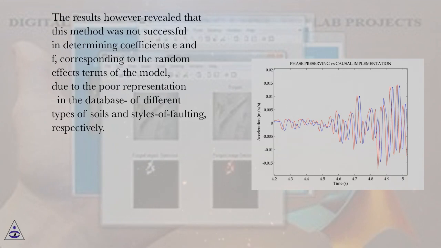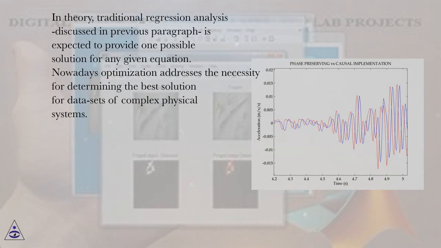The results, however, revealed that this method was not successful in determining coefficients E and F, corresponding to the random effects terms of the model, due to the poor representation in the database of different types of soils and styles of faulting, respectively. In theory, traditional regression analysis discussed in the previous paragraph is expected to provide one possible solution for any given equation. Nowadays, optimization addresses the necessity for determining the best solution for datasets of complex physical systems.